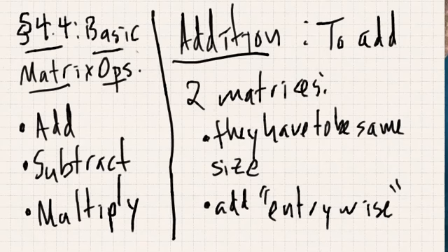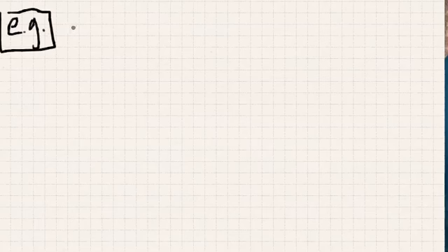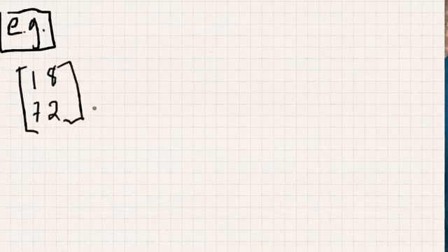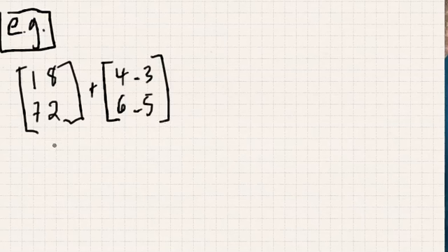So add entry-wise. Great. So what does this mean? Let's just display this via an example. Let's take, say, 1, 8, 7, 2 plus 4, 6, negative 3, negative 5, something like that. Well, these are both 2 by 2, so it's cool to add them together. And what is the result?